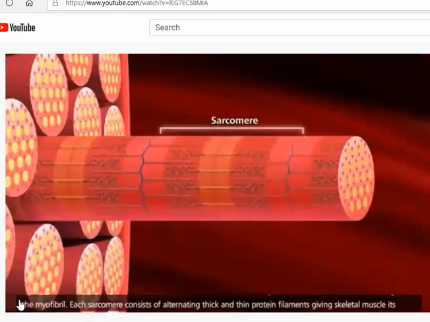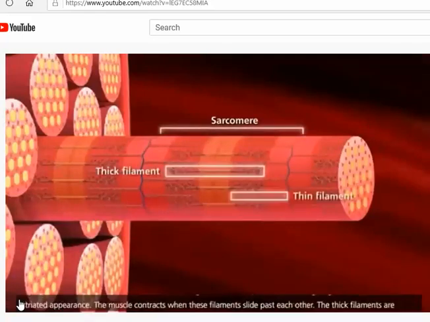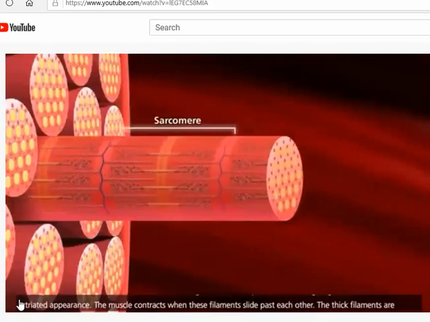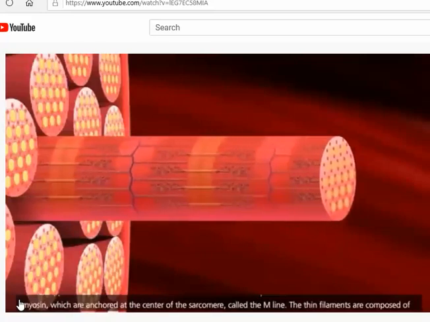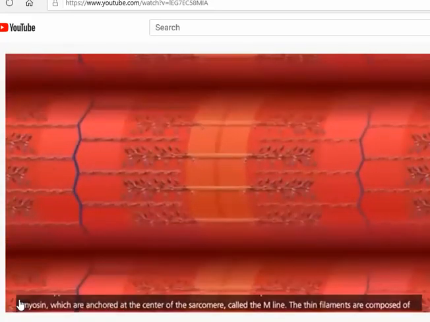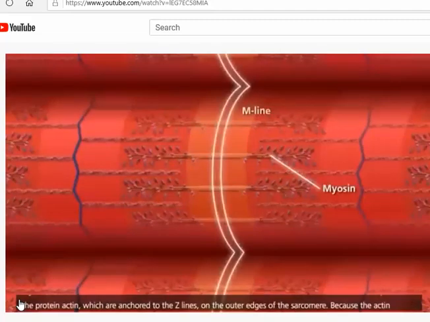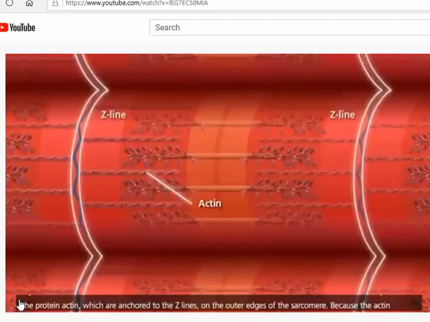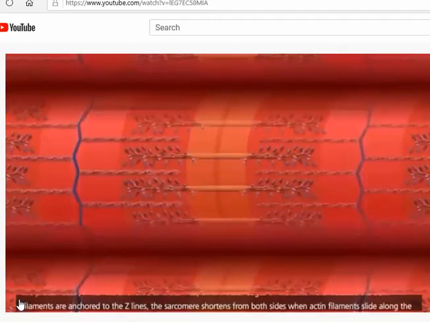Each sarcomere consists of alternating thick and thin protein filaments, giving skeletal muscle its striated appearance. The muscle contracts when these filaments slide past each other. The thick filaments are myosin, which are anchored at the center of the sarcomere called the M line. The thin filaments are composed of the protein actin, which are anchored to the Z lines on the outer edges of the sarcomere.